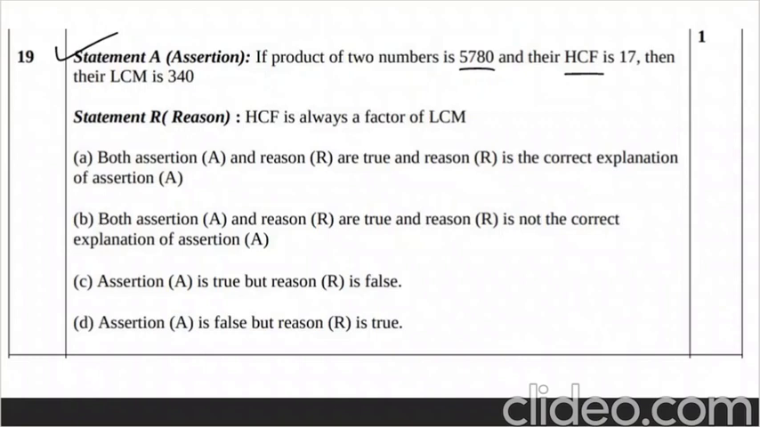Assertion is correct. The reason is that HCF is always a factor of LCM. That is true. HCF will always be a factor of LCM, but that's not explaining it, right? The explanation is HCF into LCM will give me the product. But it's not telling me why. So the reason is correct, but not the correct explanation. So both A and R are true, but R is not the correct explanation.